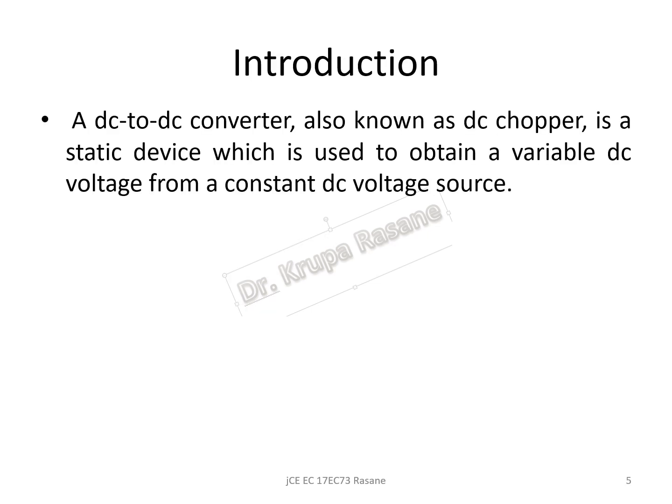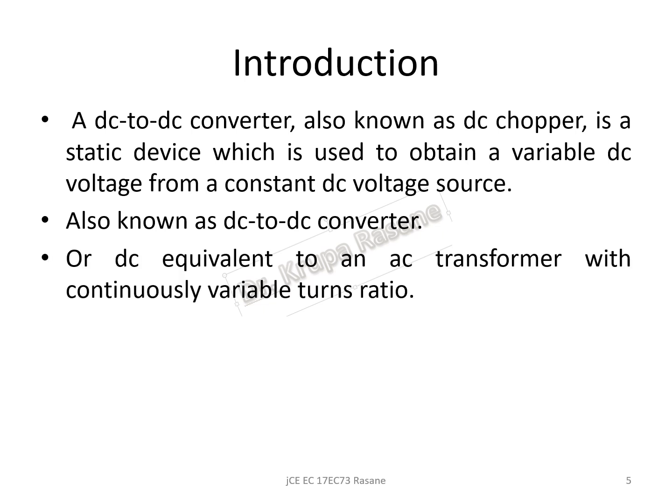So coming to the introduction, a DC to DC converter is also known as a DC chopper. It's a static device which is used to obtain a variable DC output voltage from a constant DC voltage source. So input is a fixed DC source and output is a variable DC voltage. It is also known as a DC equivalent to an AC transformer.